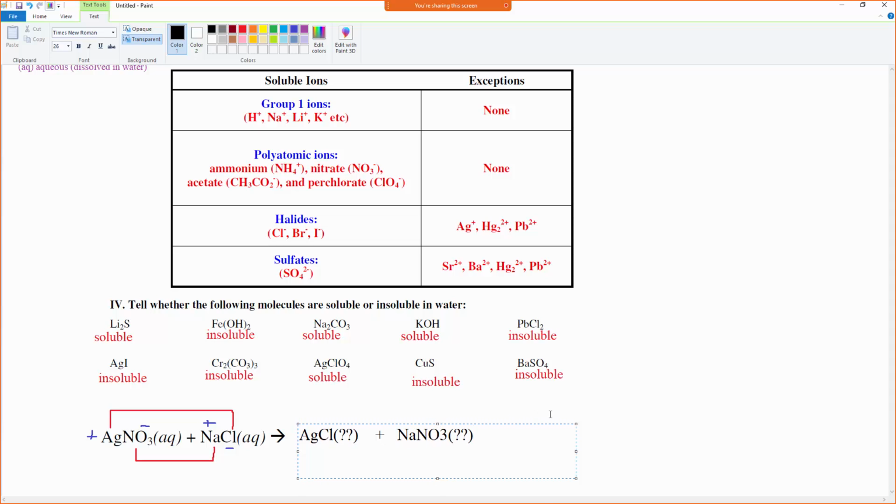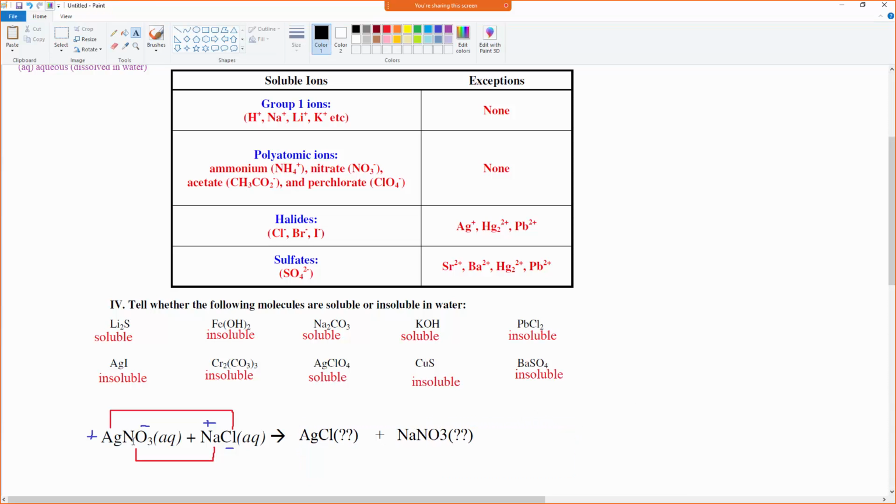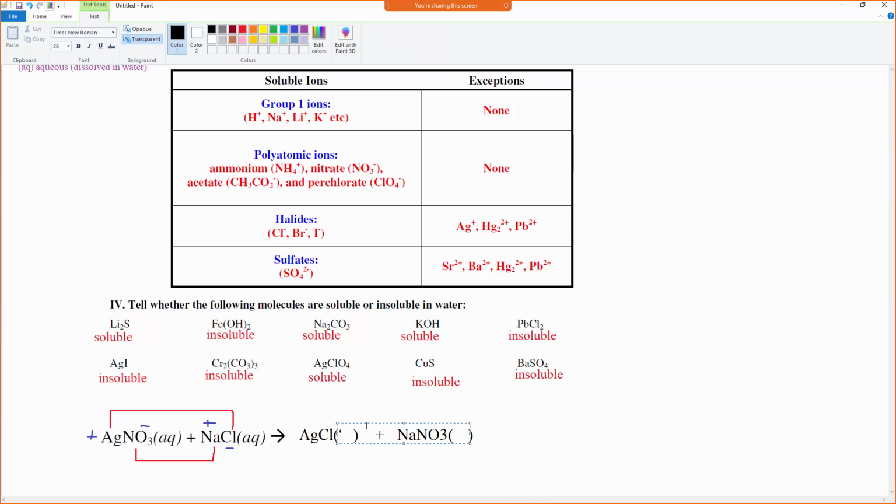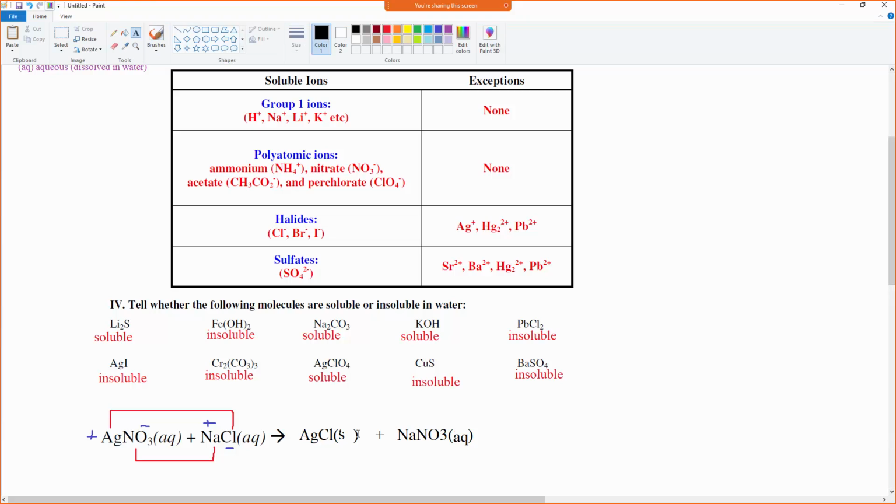And then, once we have predicted the products based on the charges, we can look up at our chart and say, okay, would that silver chloride be soluble or insoluble? What do we put in these brackets? It's going to be solid. Good. What about the NaNO3? Is that going to be solid or is it still aqueous? AQ. Perfect. Perfect. How did you know that the silver chloride was going to be a solid?